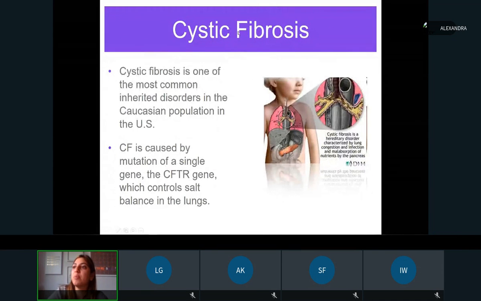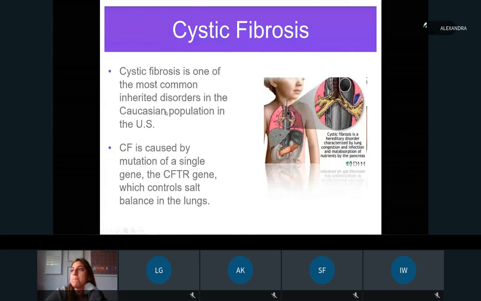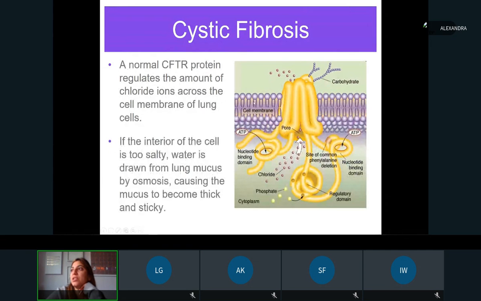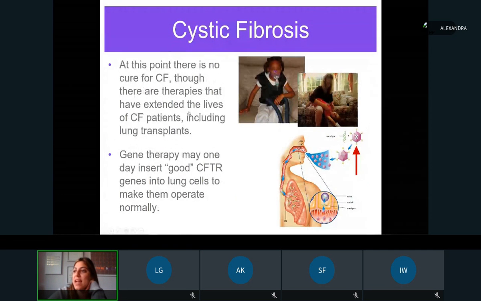There's also something called cystic fibrosis. So cystic fibrosis is an inherited disorder. So this has to do with your genes, right? And cystic fibrosis is one of the most common inherited disorders, specifically among the Caucasian population in the United States. It is caused by a single mutation in your gene. And right, it controls the balance of salt in your lungs. And if you don't have a proper balance of salt, then it's going to cause your inability to absorb nutrients, right? It's going to cause a whole slew of events. We also have, so this is going to go into more detail, but typically what happens is that we don't have enough healthy cells to be able to control the breathing.